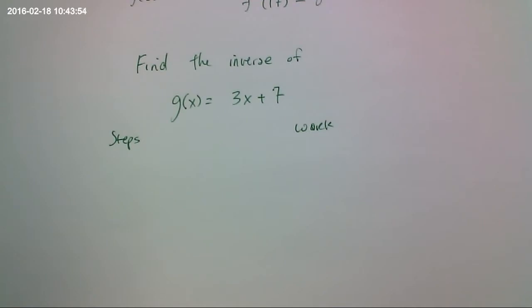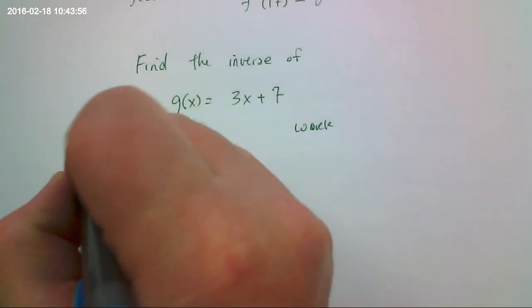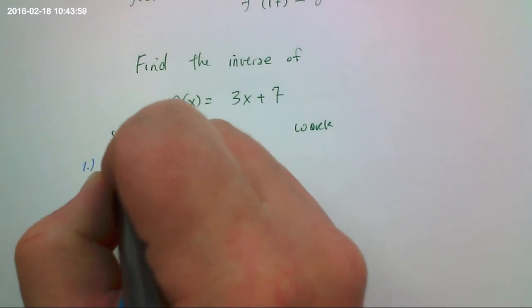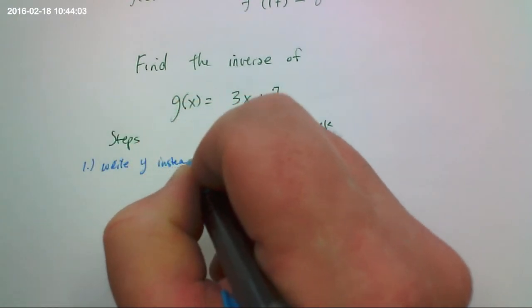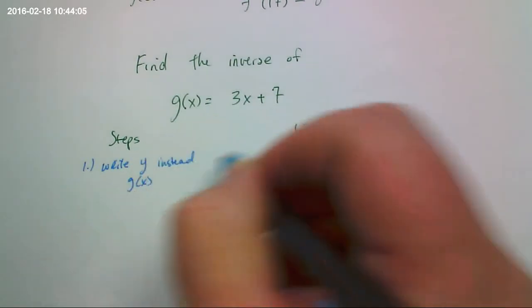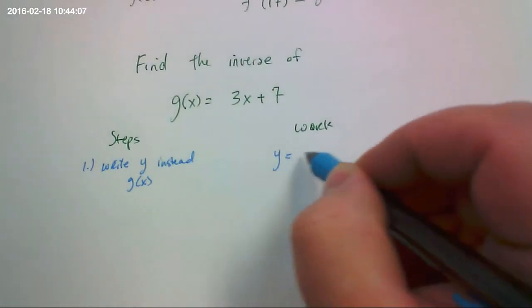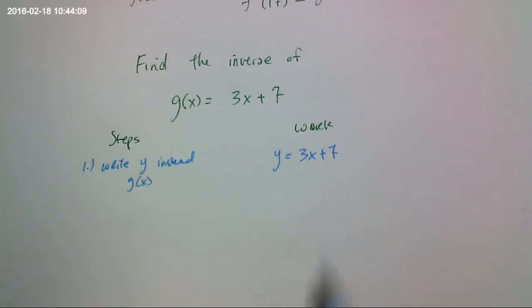First thing you do when you write it, write y instead of g of x. So that's going to look like this: y equals 3x plus 7. That's the first thing you do, because g of x is y, right? Y is a function of x, and that's just the name.